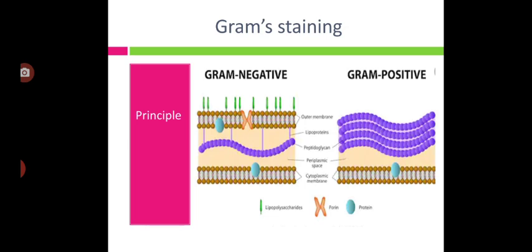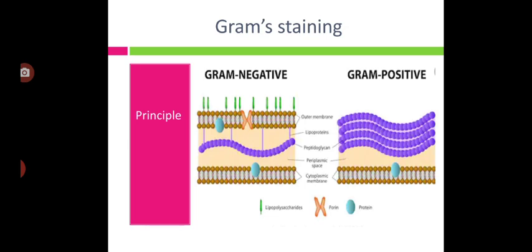Next, in the final step, when the counter-stain safranin is added, in the case of gram-negative bacteria, since they are now colorless, they will take up the safranin stain and appear pink in color, because the safranin stain is pink or red in color.